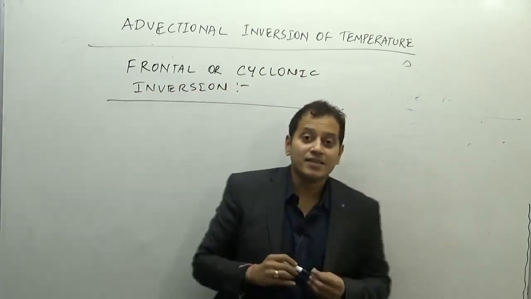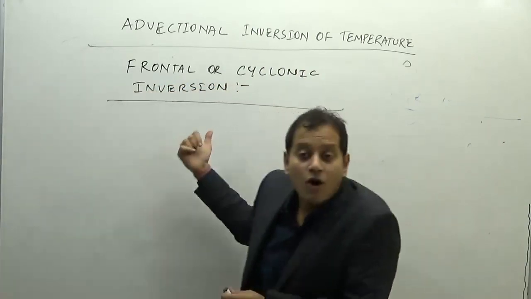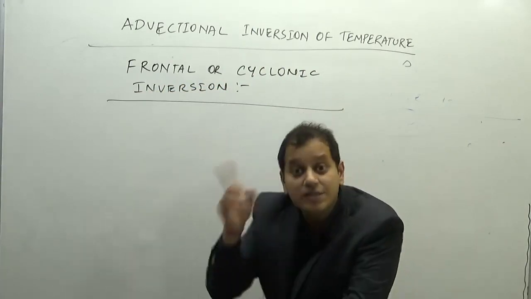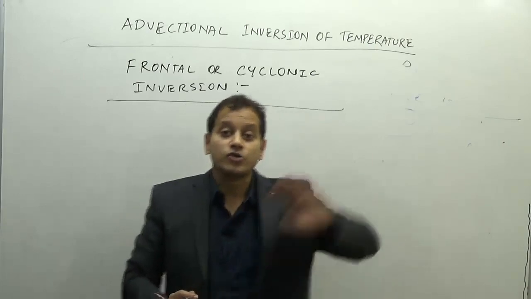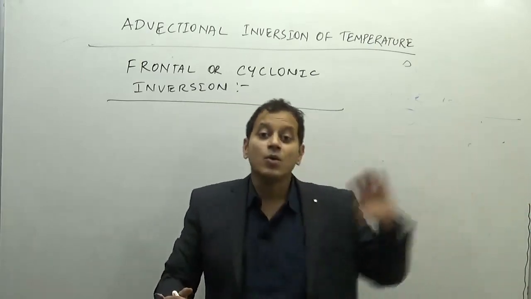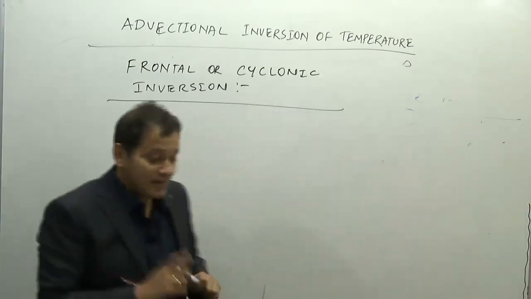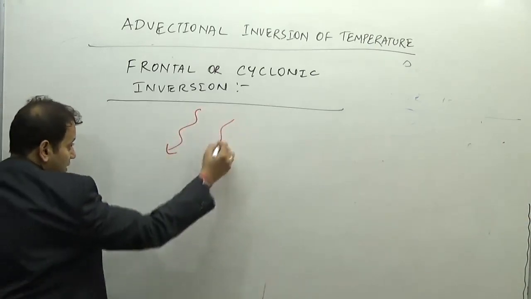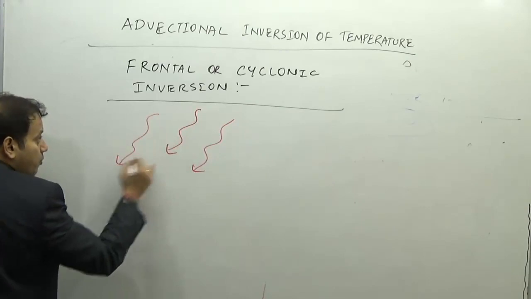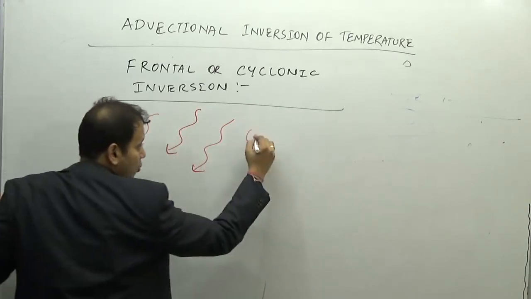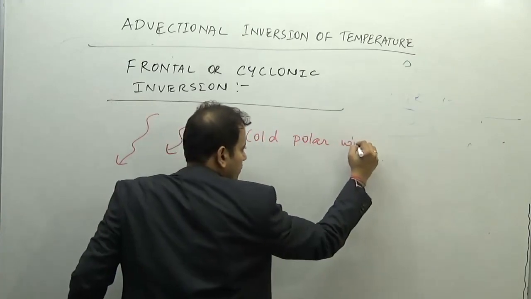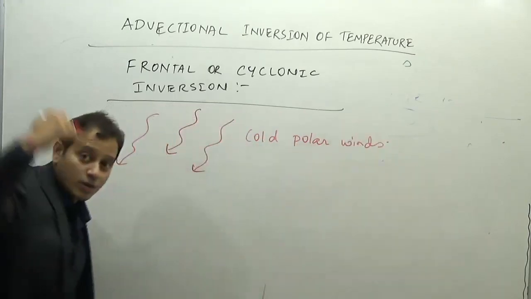obviously this says that this kind of temperature inversion occurs in the regions of cyclones. But which kind of cyclones? It occurs in the regions of temperate cyclones. Though we have not studied winds, what happens in the temperate region? There are two kinds of air. One is the cold polar easterlies, which come from the polar region. These are the cold polar winds which come from the poles.